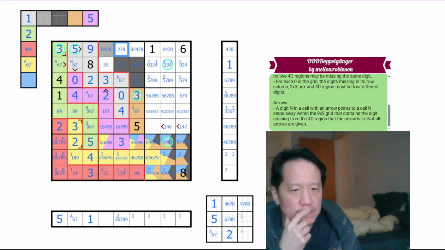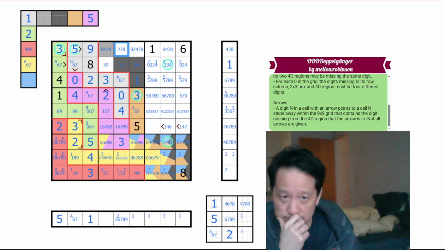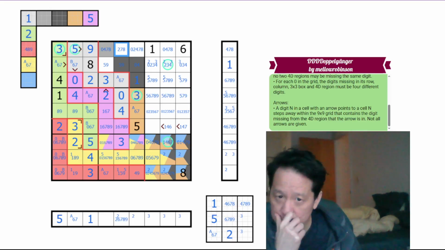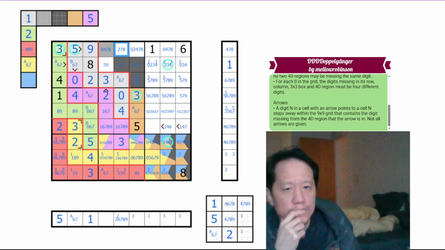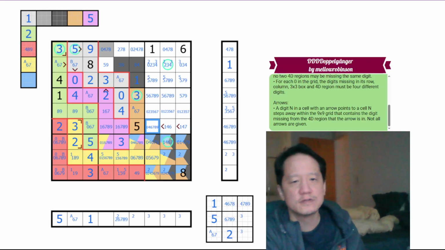That was interesting. This digit has to be 0, 4, 6, 7, 8, 9 as possibilities.